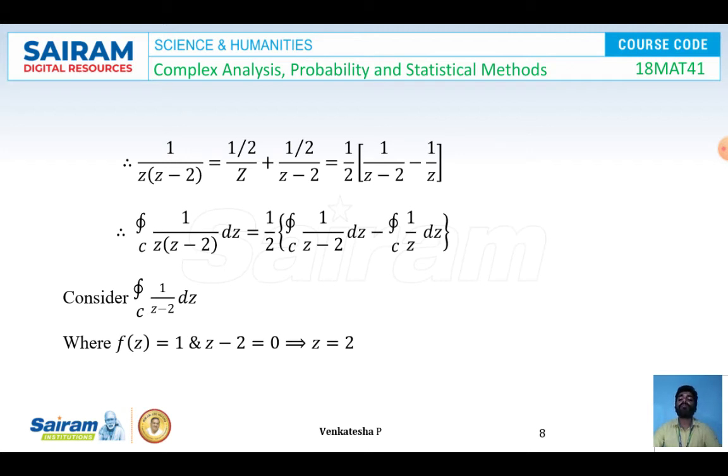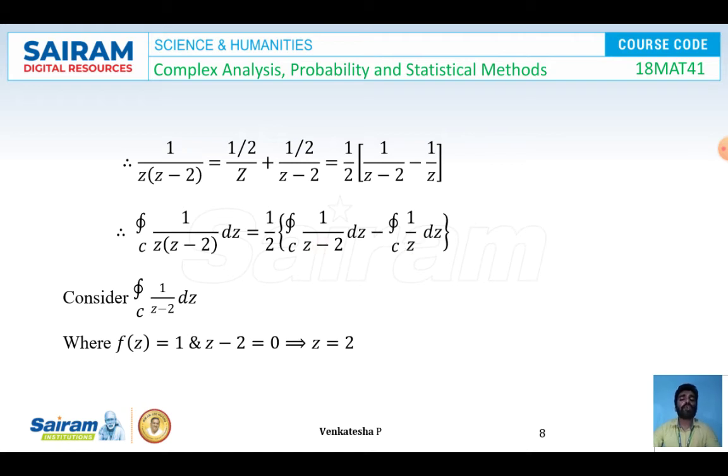I got the equation: the integral over the region C of 1 by z into z minus 2 dz is equal to 1 by 2 into the integral over the region C of 1 by z minus 2 dz minus the integral over the region C of 1 by z dz. Now the actual integral over the region C of 1 by z into z minus 2 dz can be split into two integrals. This is one and this is the other.